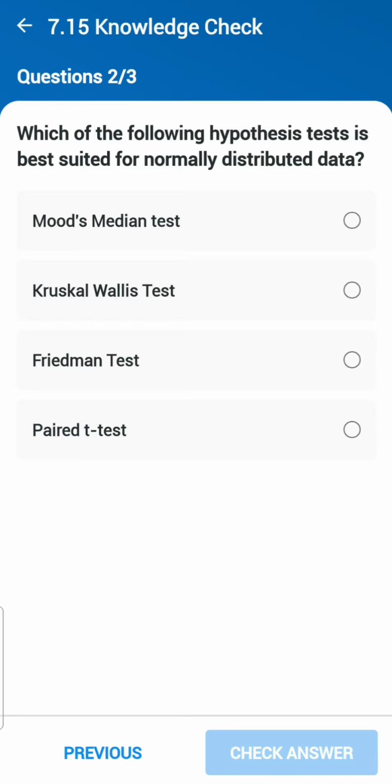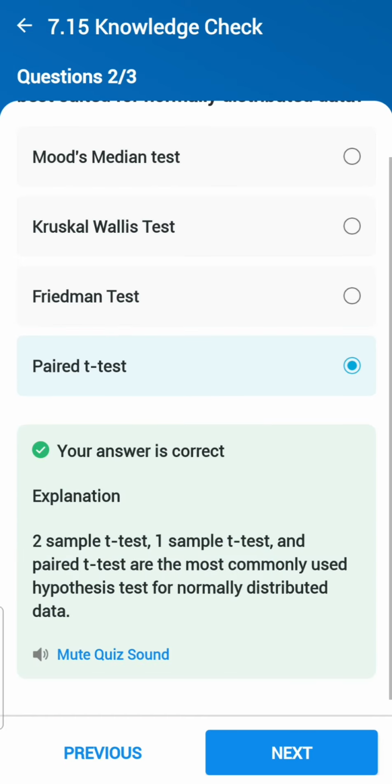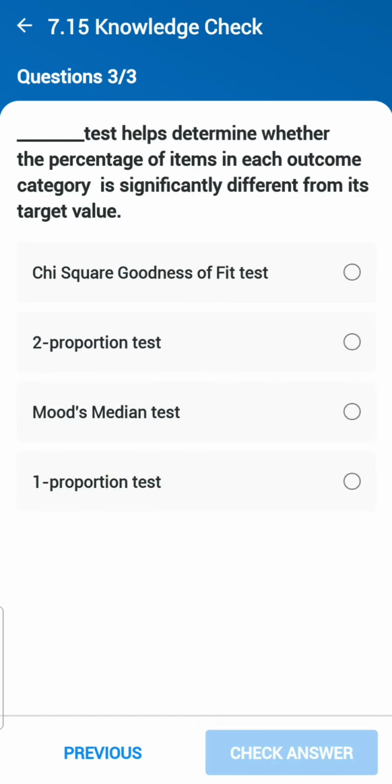Next question. Which of the following hypothesis tests is best suited for normal distribution? Best suited for normal is the paired t-test, because Mood's, Kruskal and Friedman are all non-parametric tests. And this test helps determine whether the percentage of items in each outcome category is significantly different from its target value. So chi-square goodness of fit test; two proportion, Mood's and all will not come.